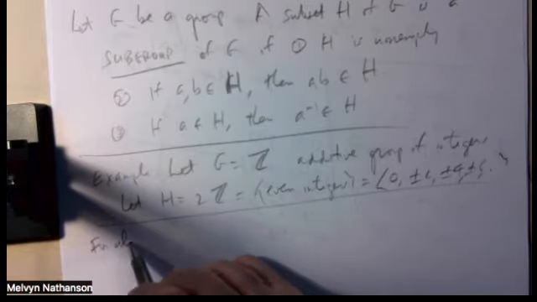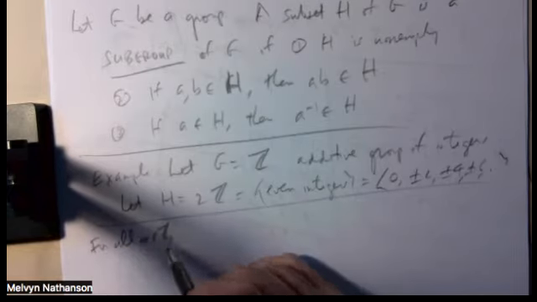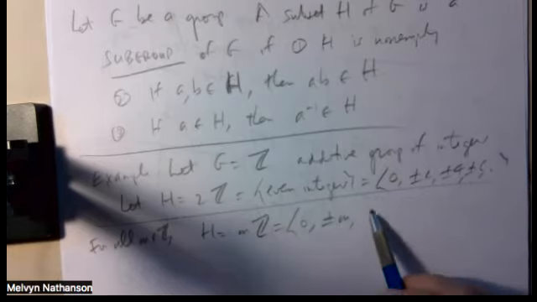And in fact, for every integer m, let H be mZ. This is the set of all multiples of m: 0, plus or minus m, plus or minus 2m, plus or minus 3m, and so forth. This is closed under addition. The sum of two multiples of m is another multiple of m. And if you have a multiple of m, its negative is another multiple of m. So this is another subgroup of the integers.